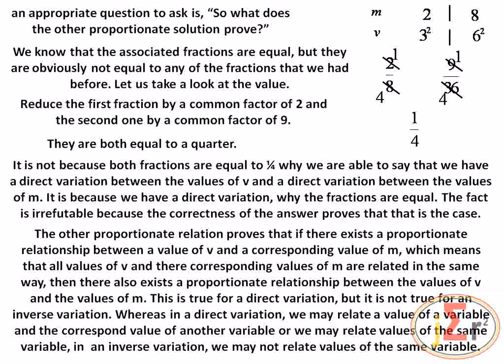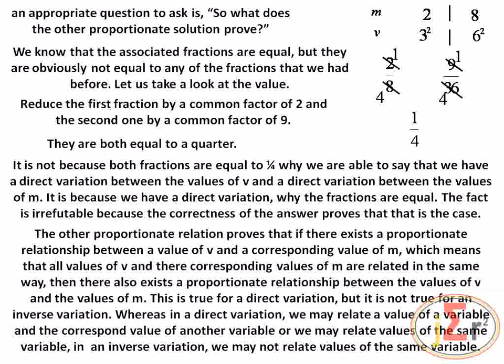So the other proportionate relation proves that if there exists a proportionate relationship between a value of v and a corresponding value of m, which means that all values of v and m are related in the same way, then there also exists a proportionate relationship between the values of v, these two, and the values of m, these two. This is true for a direct variation, but it is not true for an inverse variation.